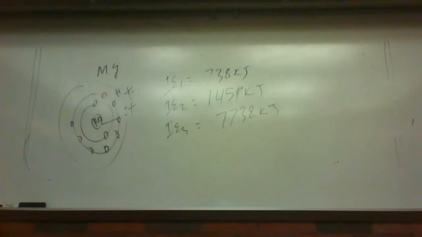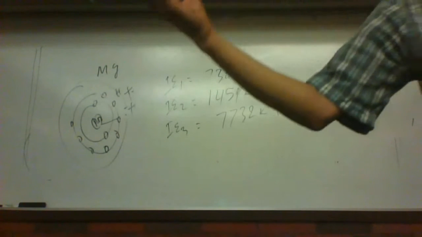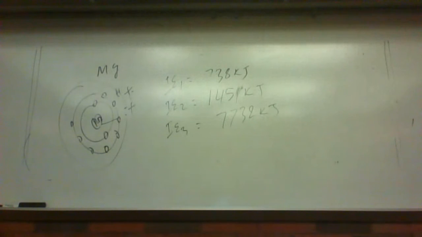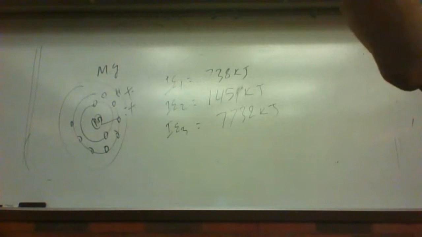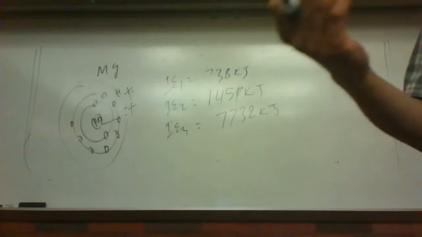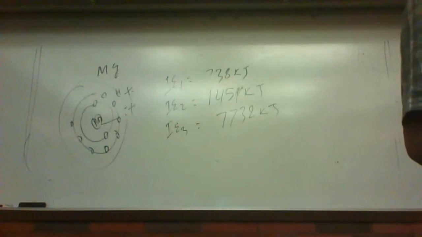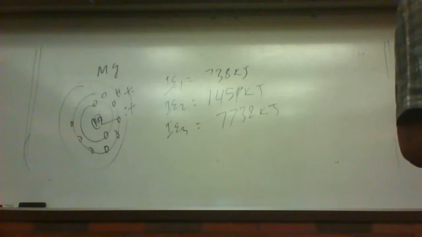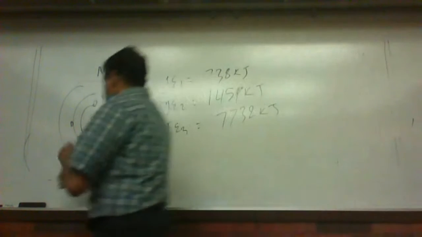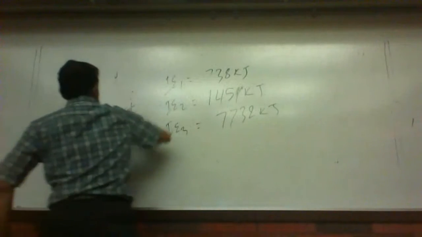If you see d5, a d orbital can have 10 electrons, so d5 is half filled. So it takes a lot of energy to remove the d5 electron. If you see d10, d10 is a full orbital, because a d orbital can have 10 electrons. So it takes a large amount of energy to remove the electron from the d10 orbital. Makes sense?